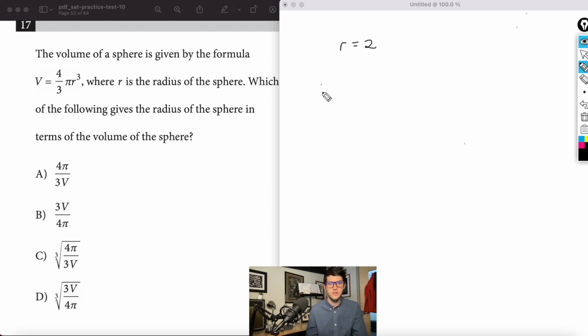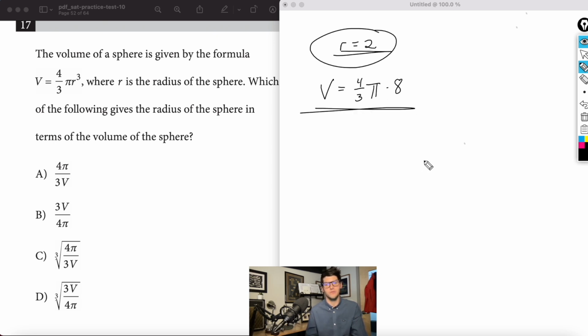And then you get V equals 4/3 pi, and then times 8. So that's 2 cubed, right? So you could just literally do this math for V. I don't know what it is off the top of my head. You could do this math for V and plug it in and see which one works. That would be how, and work back saying, I want to get a 2.